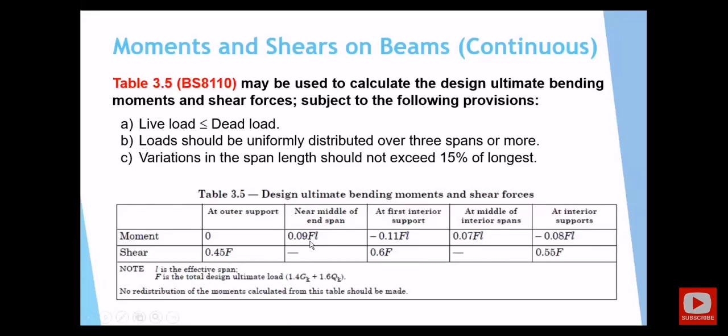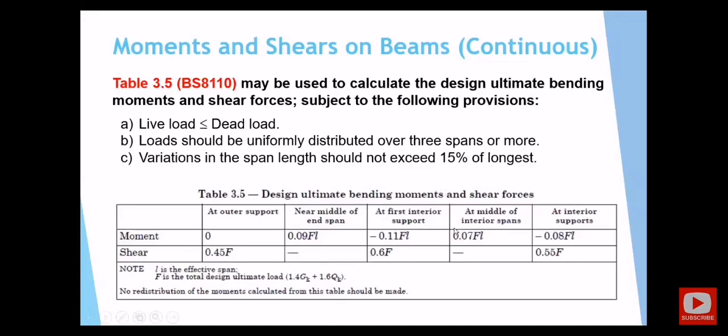So what is this capital F here? Capital F is the total design ultimate load, okay? The resultant of the load, not the uniform load. It is equal to 1.4 G capital K plus 1.6 Q capital K. Capital here means the resultant of the load, not the uniform. So if you have a uniform load, you should multiply this uniform load by the span to get it as a resultant force. It is the capital F, okay? L, of course, is the effective span.